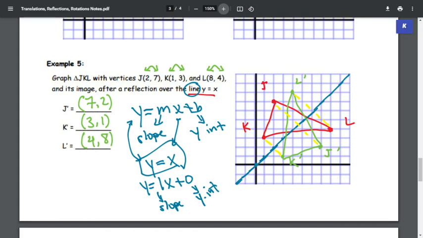But this should be the easiest way. You'll see this on your quizzes and skills checks and stuff like that, and tests, of course. So anytime you see y equals x, it's really easy. Just switch those around. So that will be all for our reflections.